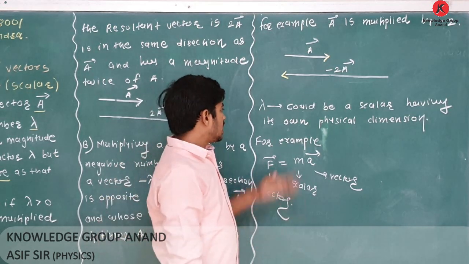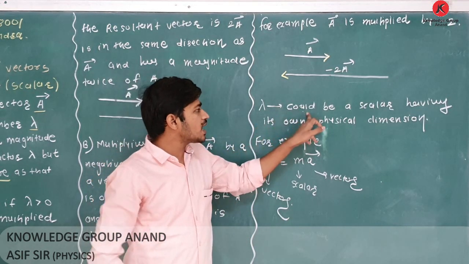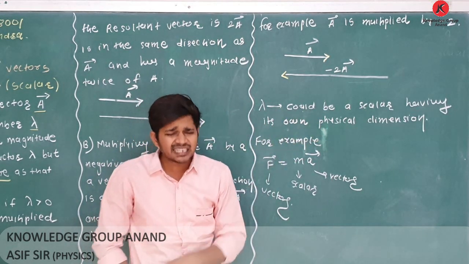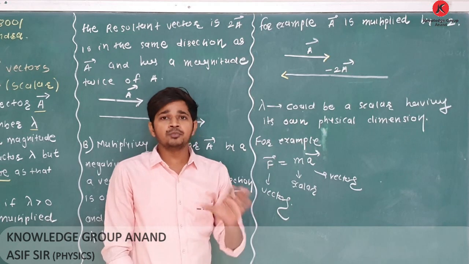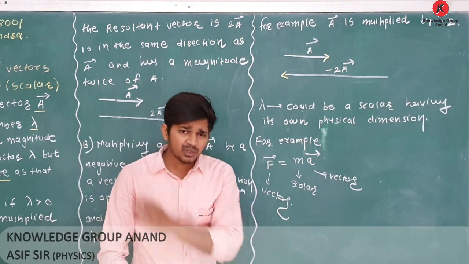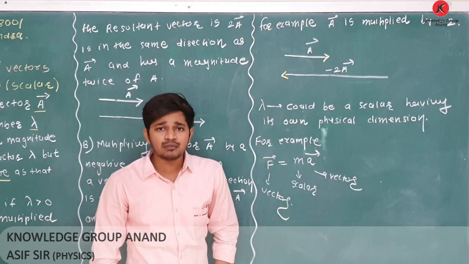Now I say lambda could be a scalar having its own physical dimension. It is not necessary that lambda is always number 2, 3, 1.5, 1.6, etc. It may be some quantity.